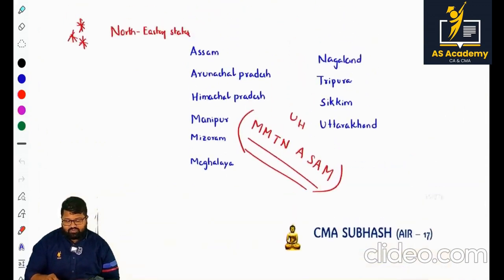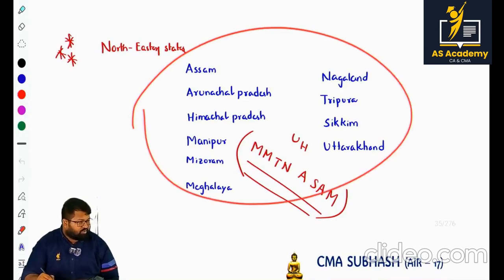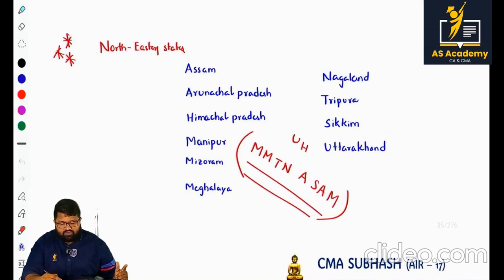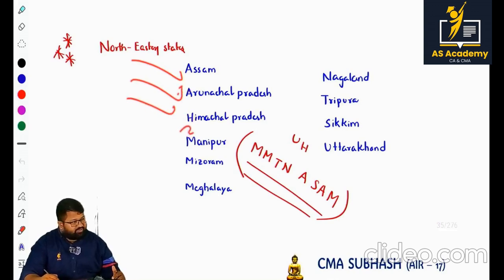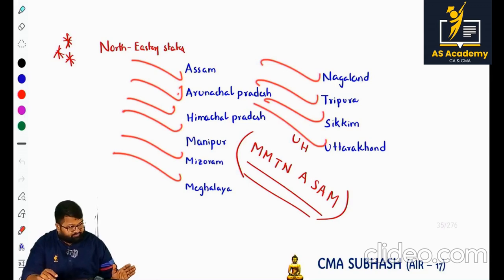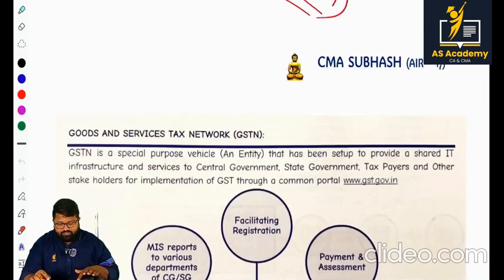Next, northeastern states. You definitely have to remember them, because at the time of registration they are very, very important. Most important. What is the first northeastern state there? Assam, Arunachal Pradesh, Himachal Pradesh, Manipur, Mizoram, Meghalaya, Nagaland, Tripura, Sikkim, Uttarakhand. Whether you want to write any code and all, that is up to you, basically.